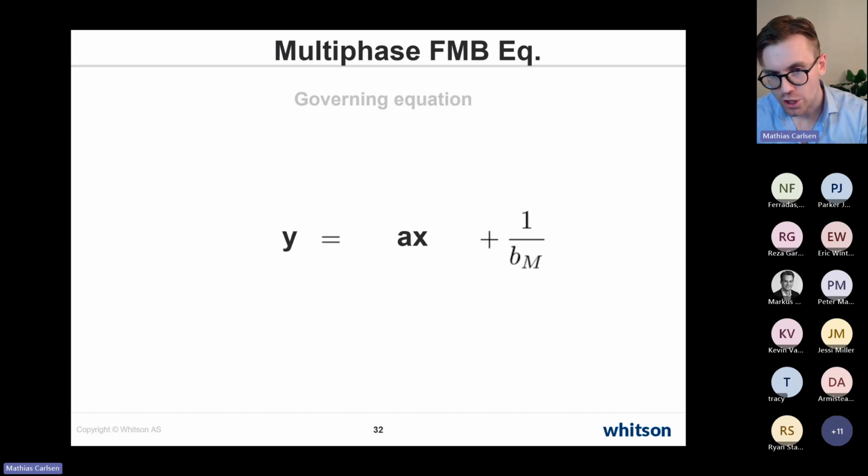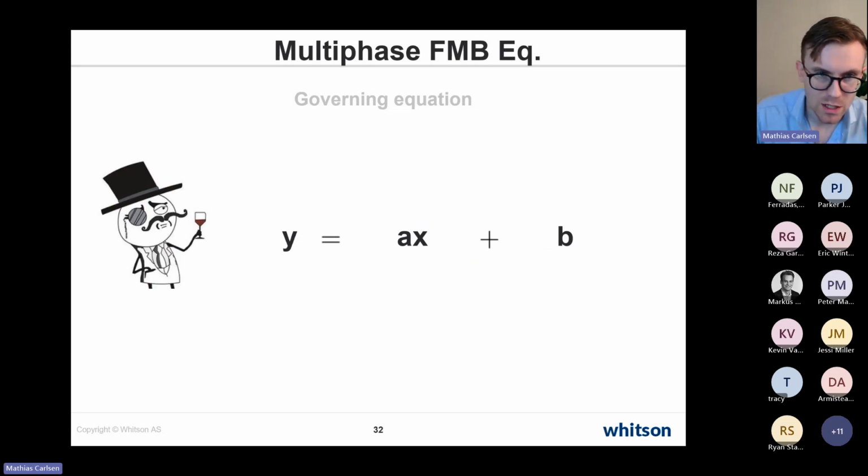Second thing is that it's a linear relationship, as we'll see, which is every engineer's dream, to take something super complicated and make it linear.